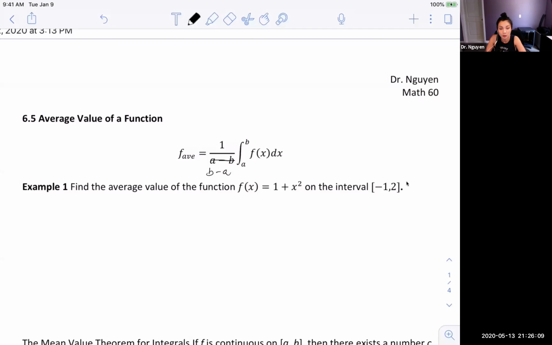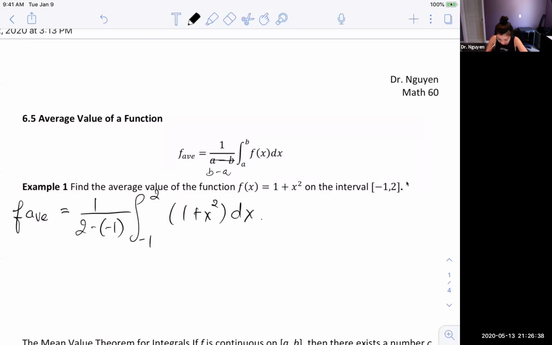So for example, number 1 right there, really easy, right? I give you the function, I give you the interval. So for this problem, to find the average, it's going to be 1 over b minus a. So that's going to be 1 over 2 minus negative 1, integral from negative 1 to 2 of 1 plus x squared dx. Okay, and then from there, we just integrate. We have x plus x cubed over 3 going from negative 1 to 2.